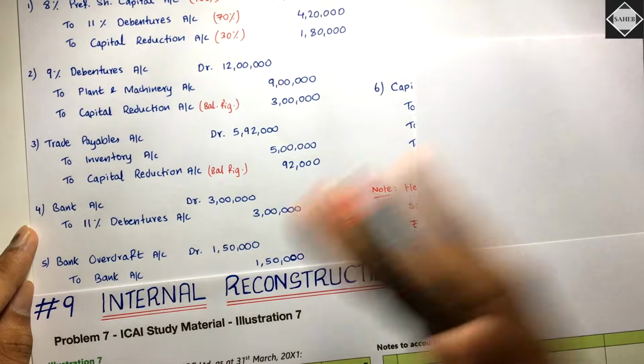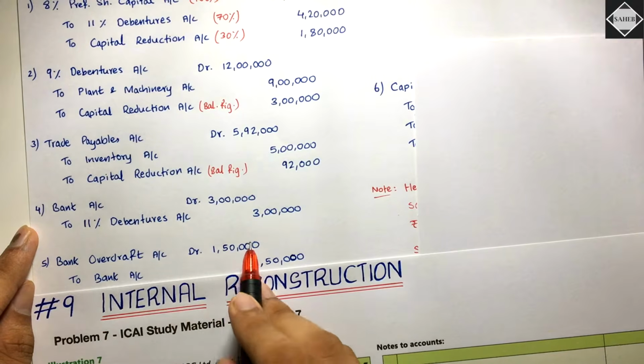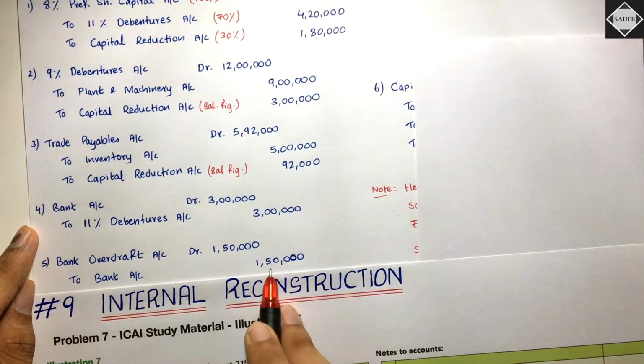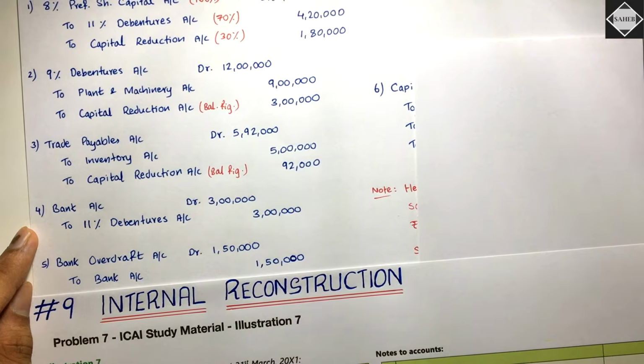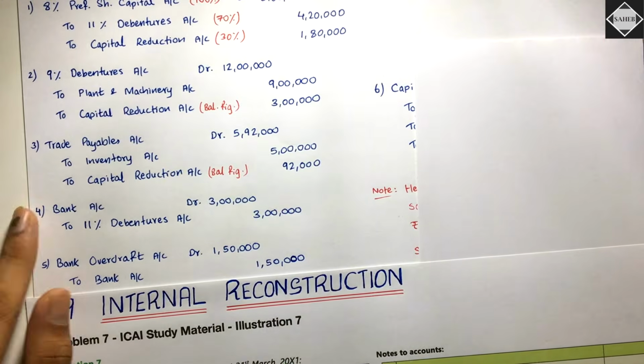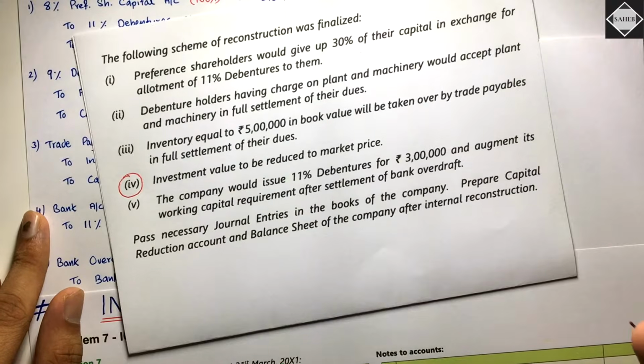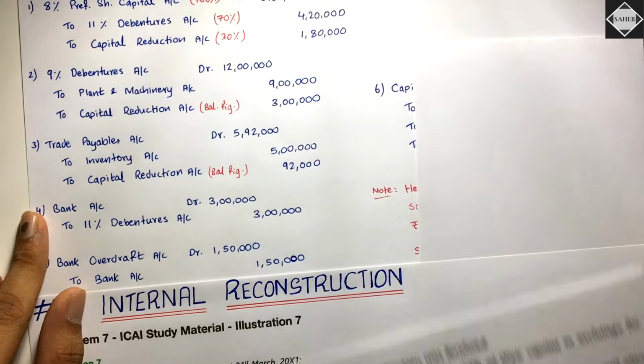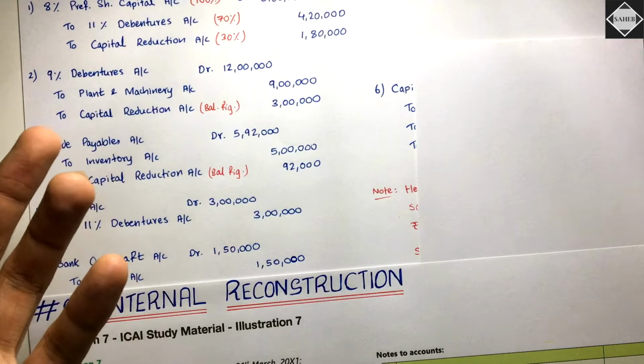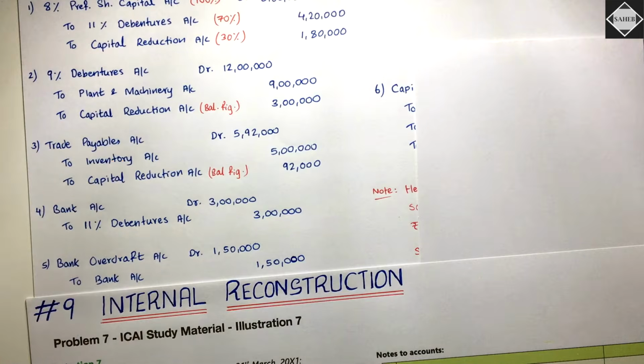You will have to debit it to decrease the liability. Bank overdraft account debit 1,50,000, and then payment is being done to bank account. Simple, easy. And then what? All the adjustments are over, right? Everything is over. Yes. Now after this fresh issue, you still have 1,50,000 cash, so that would enhance your working capital requirement. Fine. Okay, so that's the meaning.